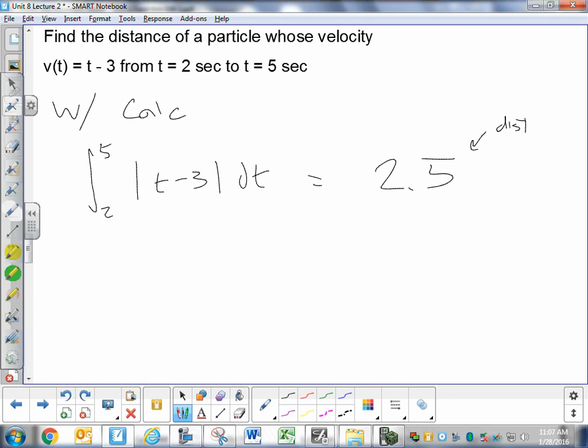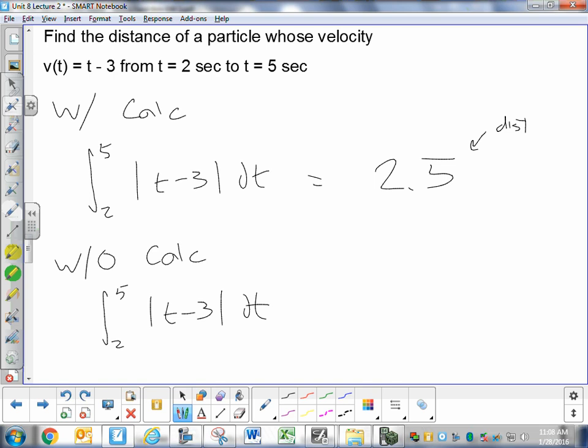Okay, piece of cake. Well, what if I asked you to do this question without a calculator? Makes it harder, right? If I just wrote this down like this, and I wanted to use maybe the fundamental theorem of calculus, what do I have to do to find this? Find the antiderivative of the absolute value of t minus 3.